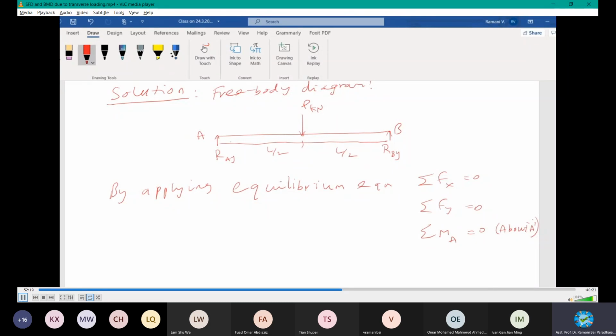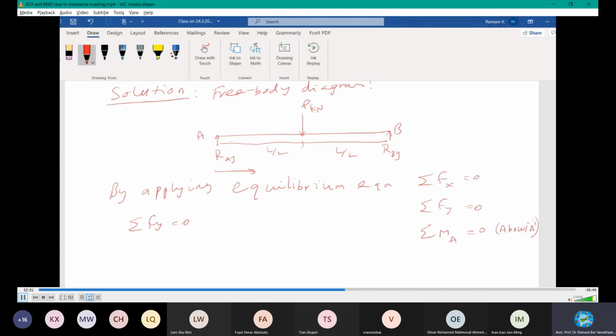So let's go to sigma Fy. Take this one, sigma Fy is equal to 0. Account for all the forces in Y direction. The sum of all the forces in Y direction on this member should be equal to 0. You can start from left to right or right to left, meaning A to B or B to A. Have any one direction and then start solving. Let's take from here to here.